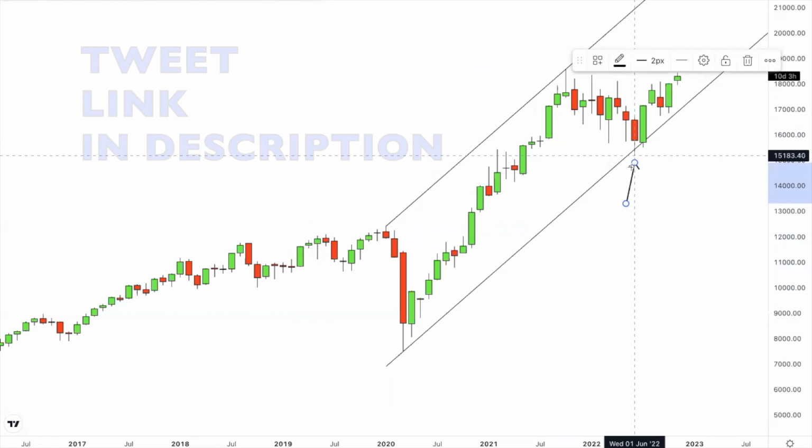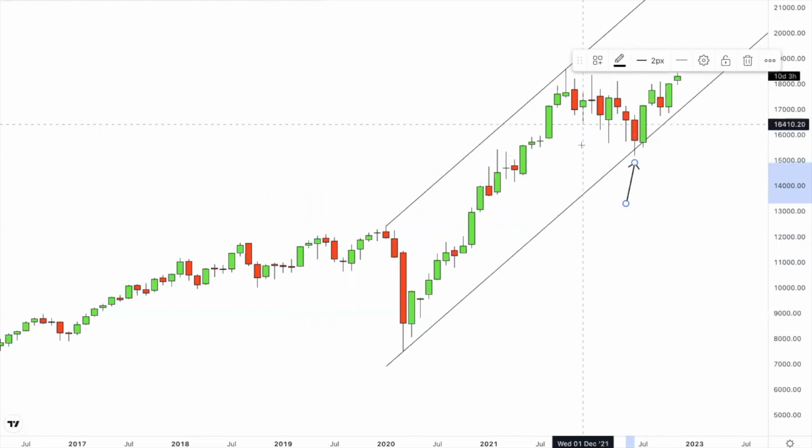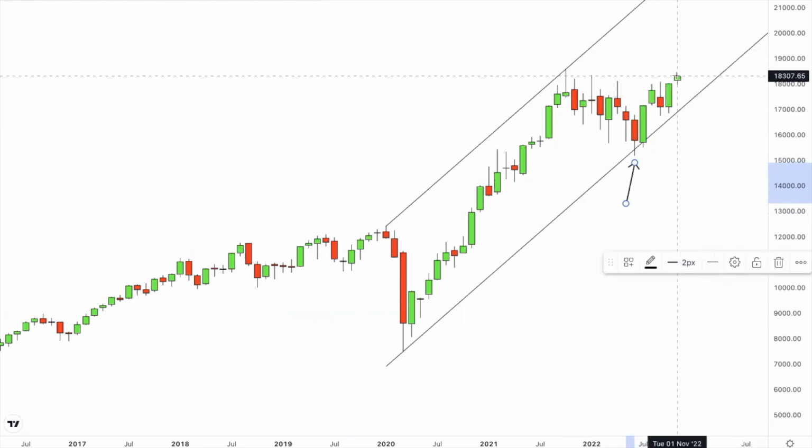You can find the tweet link in the description below, and you will understand why I had posted this chart the way I had. So the index made a low of somewhere around 15,200 and is now currently trading around, I guess, 18,300, which is very great.